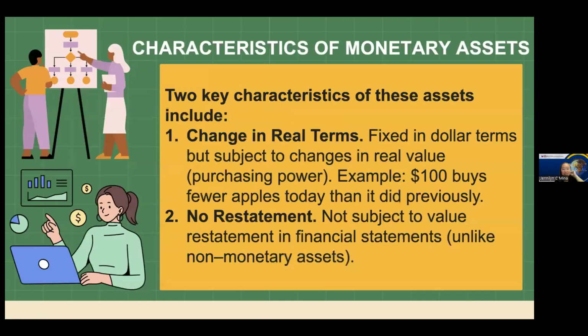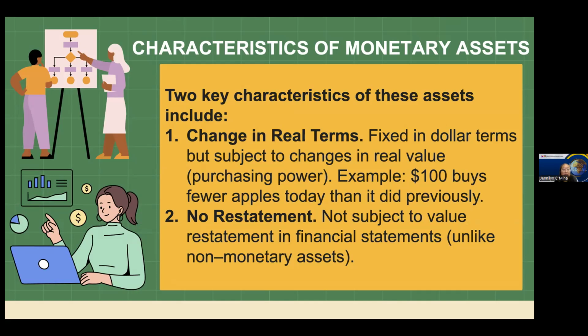Okay, so what are the characteristics of monetary assets? Well, let us first define monetary assets. Monetary assets are assets that have a fixed value in terms of money, like cash, savings, and accounts receivable. They don't change in amount, but can lose their buying power over time due to inflation. So this is a key characteristic of monetary assets: the change in real terms. The value in pesos stays the same, but what you can buy with it may change.